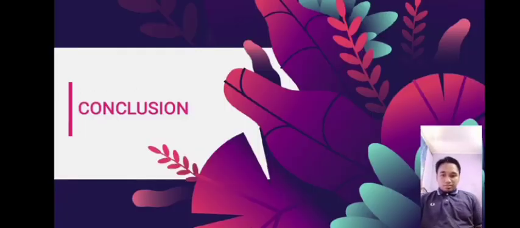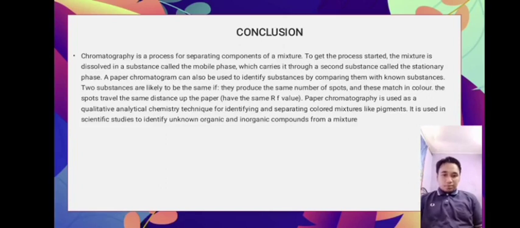For the conclusion, chromatography is a process for separating components of a mixture. To get the process started, the mixture is dissolved in a substance called the mobile phase, which carries it through a second substance called the stationary phase. A paper chromatogram can also be used to identify substance by comparing them with known substance. Two substances are likely to be the same if they produce the same number of spots, and these match in color. The spots travel the same distance up the paper.